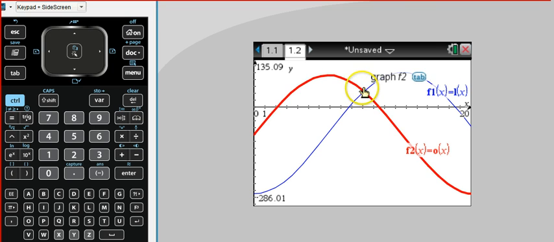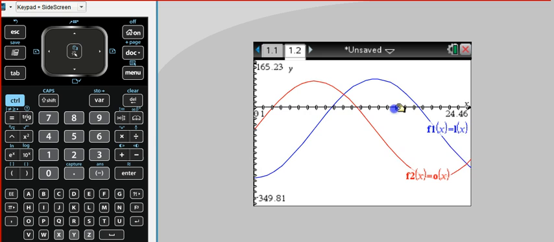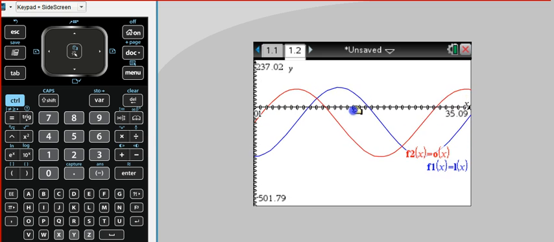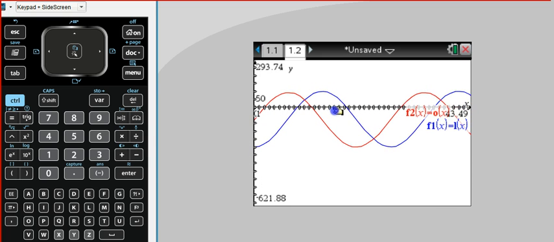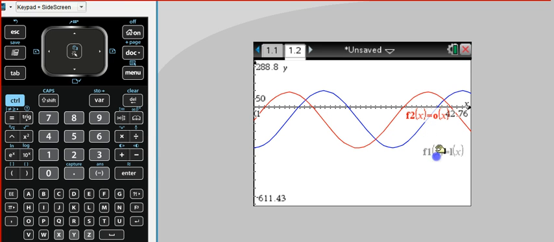But notice I've only got one point of intersection, and the question's asking me for the first 2 times, so obviously going up to 20 is not enough. So again, you could either just grab those axes and move them around until I get that extra point of intersection. I'm also going to grab these labels and just move them out of the way.